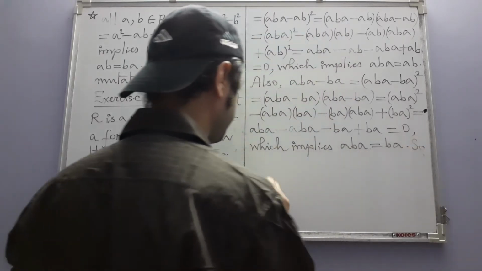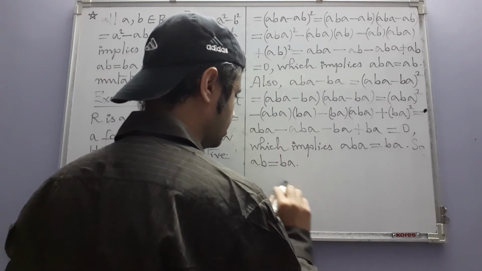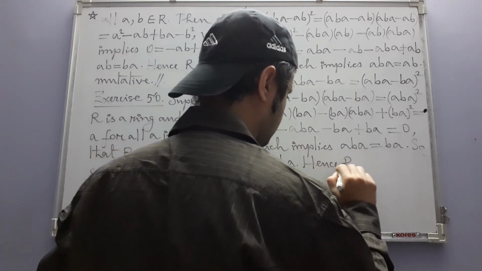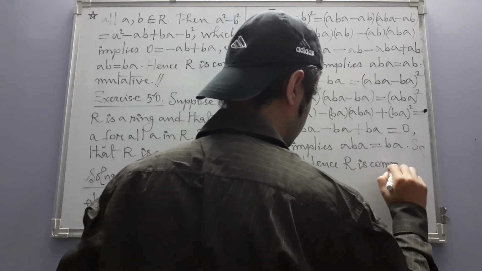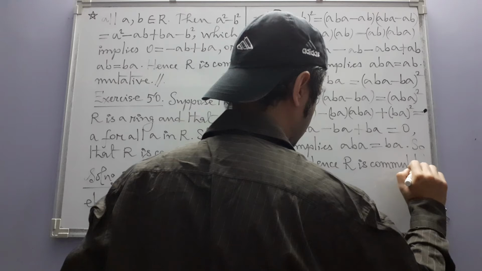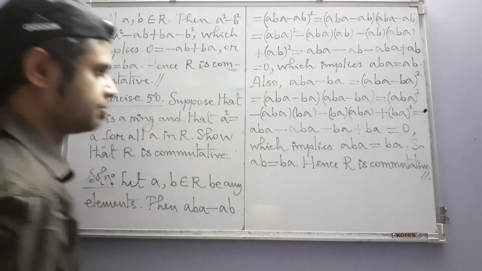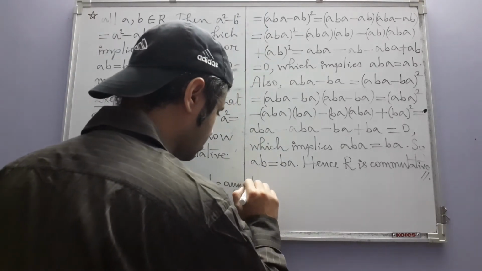So AB is equal to BA, hence R is commutative. That is 50. Next 51.